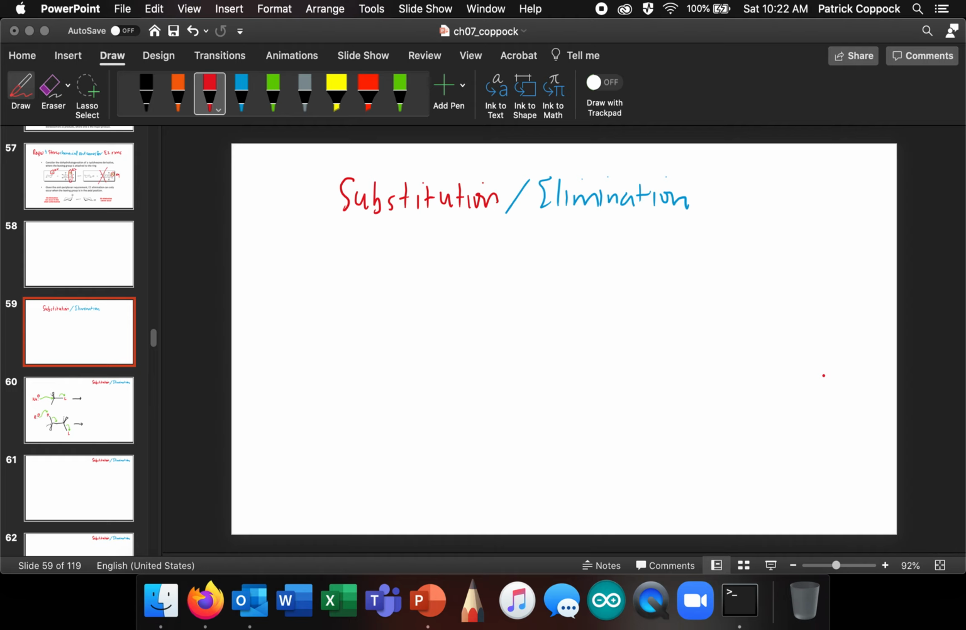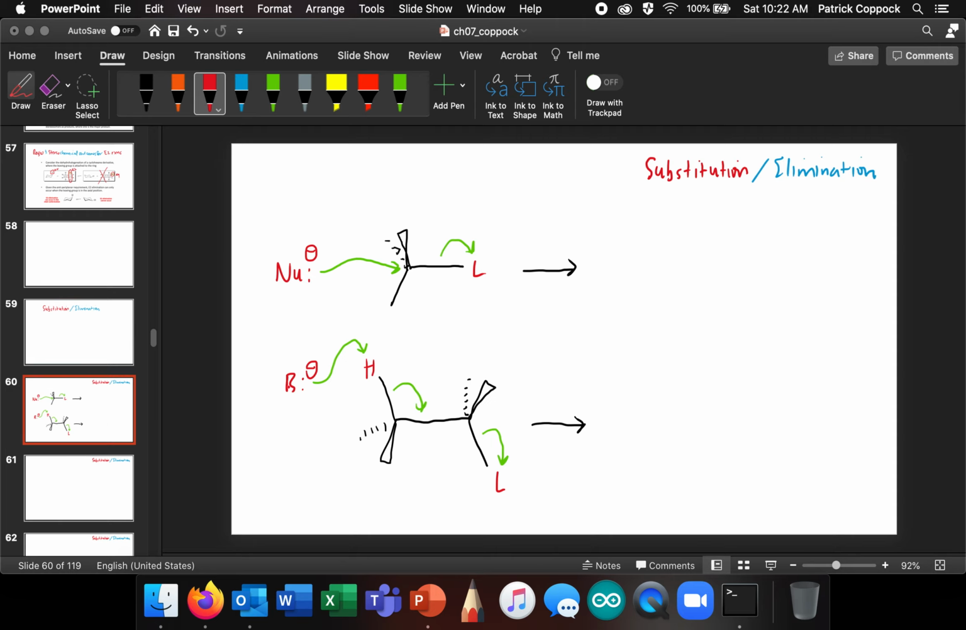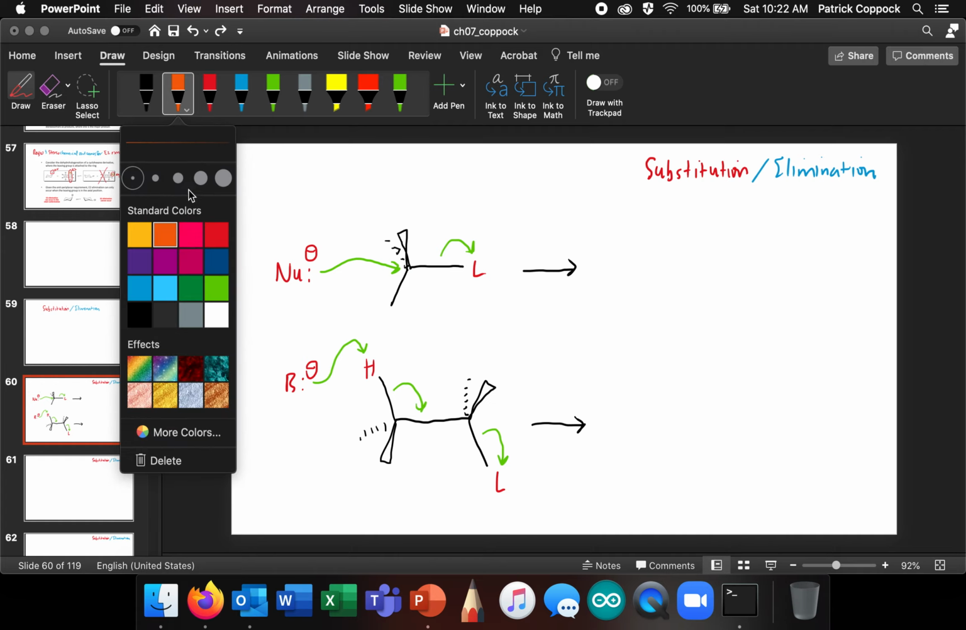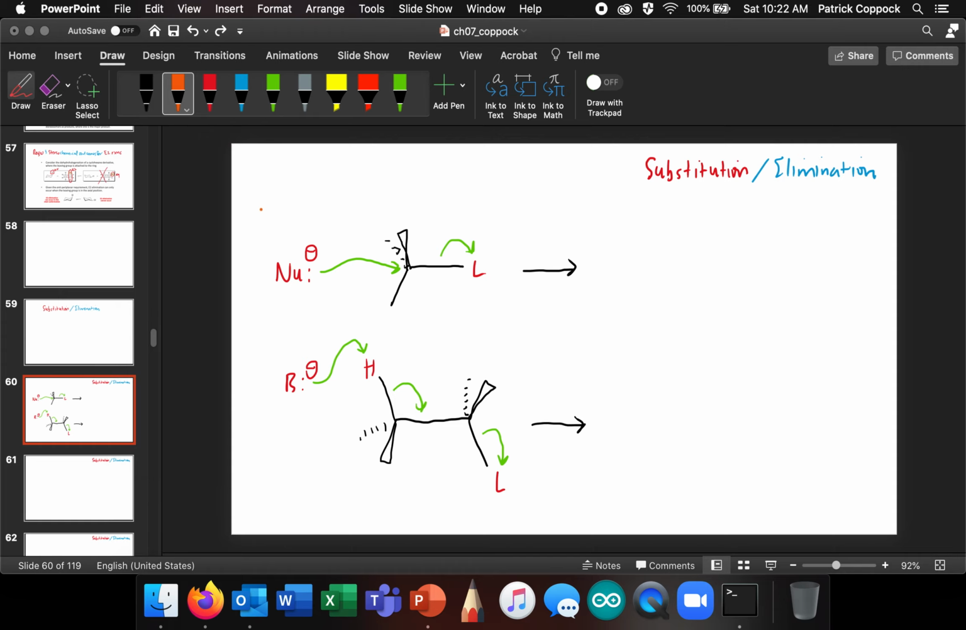Substitution and elimination again, before we get into some more nuanced details, just to help you gain perspective on what it is we're doing and what we have to be considering. So sort of forest for the trees. We want to look at a couple of trees here to help us appreciate the forest. So let's look. You recall that this is an SN2 reaction. Let me go a little bit thicker on that, make that a little easier to see.